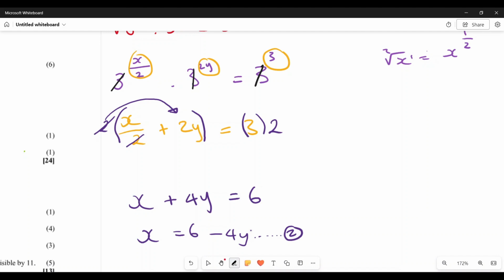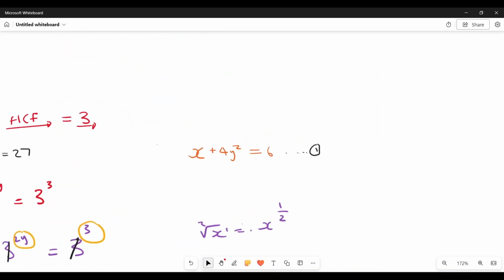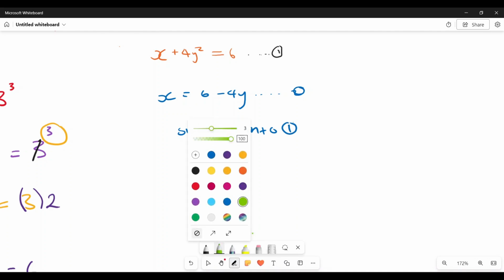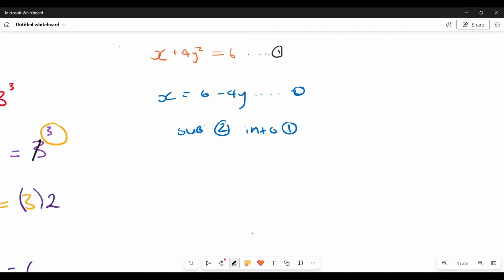Now, on the first equation, where I see x, I'm going to substitute 6 minus 4y. Remember, my second equation was x equals 6 minus 4y. I'm going to substitute equation 2 into equation 1. Where I see x in equation 1, I'm going to substitute 6 minus 4y. So 6 minus 4y plus 4y squared equals 6.